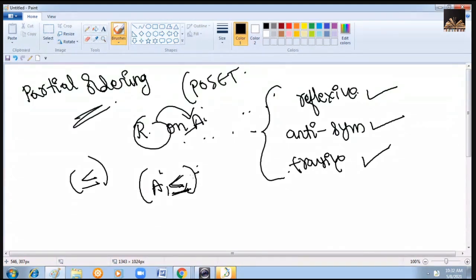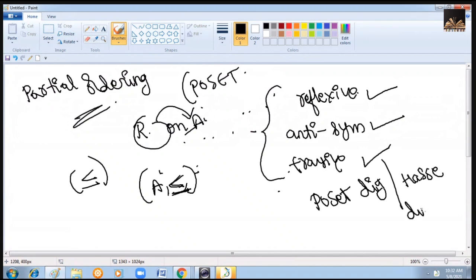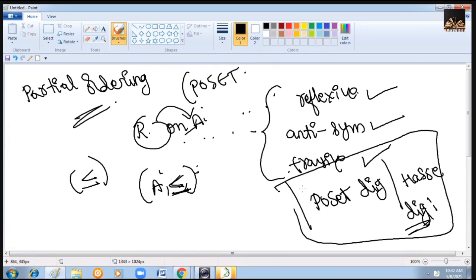Now, to represent the partial ordering of a relation, you will use a pictorial representation. The partial ordering of relations is represented using a pictorial notation, and that is known as Poset diagram. It is also called a Hasse diagram. So the pictorial representation of partial ordered relations is known as Poset diagram or a Hasse diagram. Right?